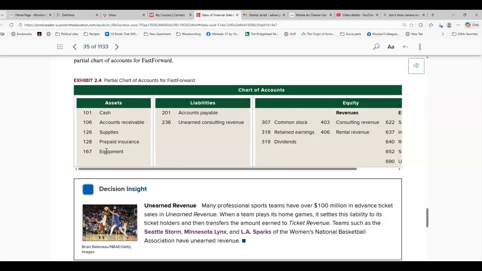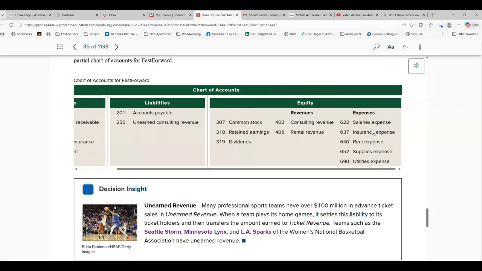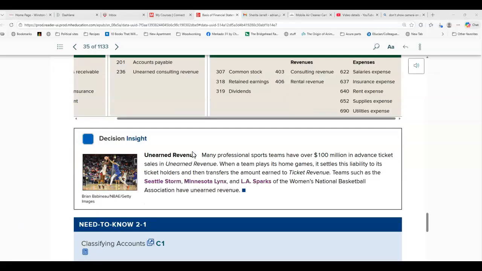Maybe we get another, like prepaid insurance. Maybe we want to put prepaid taxes in there, so we need some room to put those numbers in there. We have accounts payable and unearned revenue. We may want to put notes payable or other things in here in the liabilities. Same thing with expenses. We're always adding expense accounts, so it's a good idea to leave plenty of room in the expense accounts.